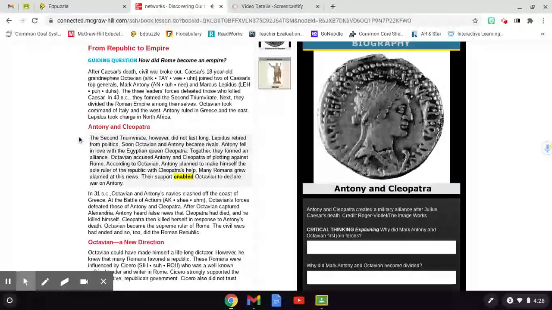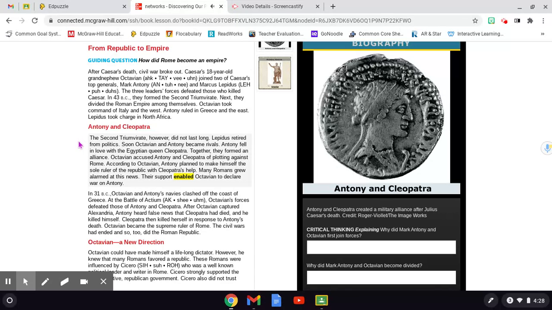Antony and Cleopatra. The Second Triumvirate, however, did not last long. Lepidus retired from politics. Soon, Octavian and Antony became rivals. Antony fell in love with the Egyptian queen Cleopatra. Together they formed an alliance.